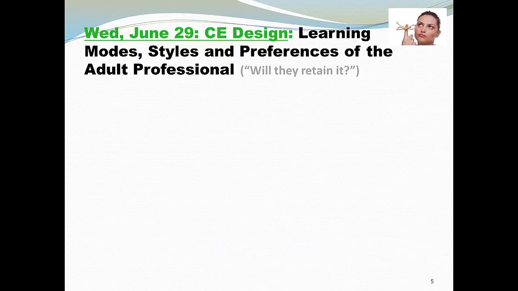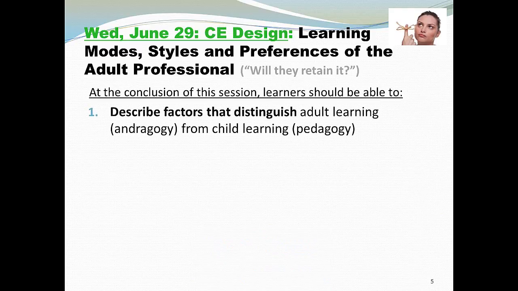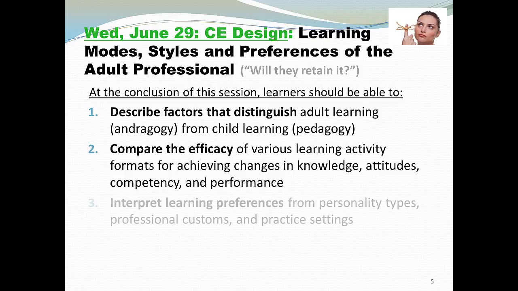Today's learning objectives: at the conclusion of today, we hope you'll be able to describe the factors that distinguish adult learning from childhood or early development learning, compare the efficacy of various learning activity formats for achieving changes in knowledge and attitudes, competency, and performance, those four all under the umbrella of practice change for clinicians. Interpret learning preferences from personality types, professional customs, and practice settings of your target audience, especially interprofessionals.